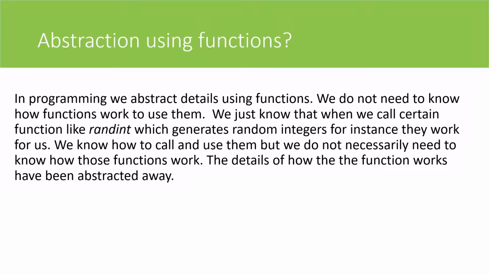In programming, we use functions to do a lot of our abstraction. We're already familiar with some functions, things like random, which is a function that creates a random number, and we're not interested in how it works, we just know that it works. When we use it, it creates a random number for us, and that is abstracting away the details, because we're not interested in how it works. We just know that when we run it, it works for us.